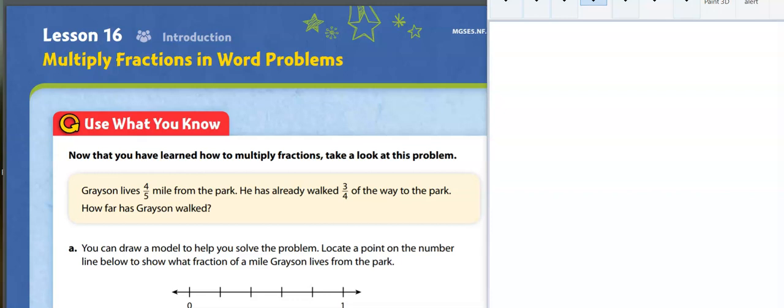Boys and girls, this is Miss Colville, and this lesson is for all 5th graders at Bethune Elementary. I'm teaching the lesson today on multiplying fractions in word problems. And the standard that we will be covering is NF6.